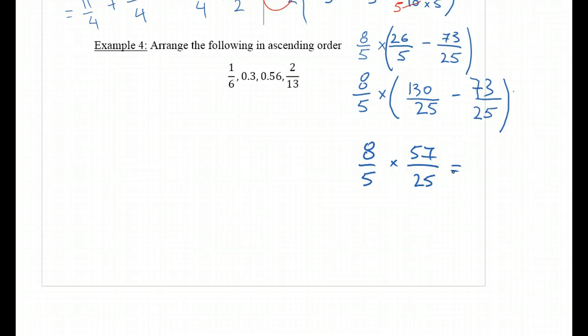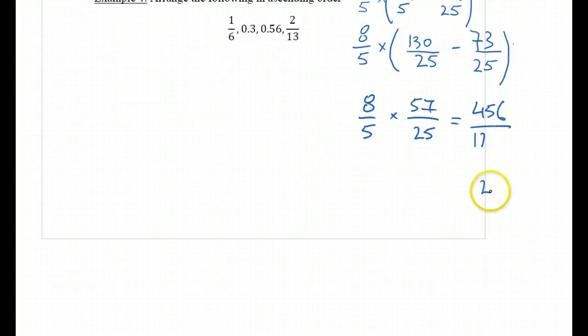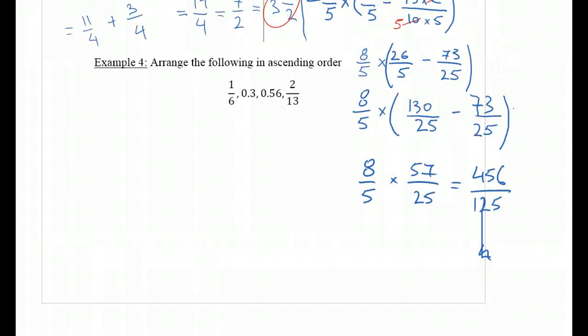And my final answer, as an improper fraction, I have to multiply those. So I multiply the top: 8 times 57 is going to give me 456 over 125. All right, now, can we simplify that at all? Let me see if I can work something out here. Hold on. Okay, I don't think I can do anything with that.